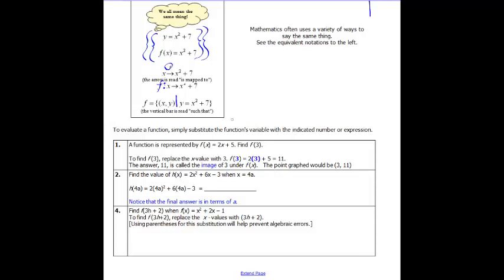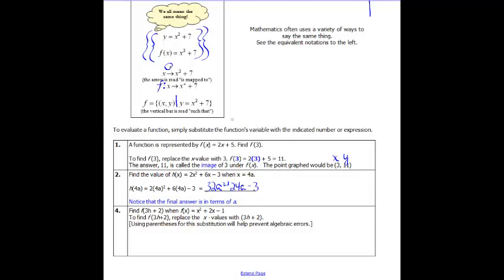What does that mean? It means we're graphing the point x is 3 and y or f of x equals 11. Go ahead and work on number 2 for h of x when x equals 4a, and we'll get an answer in terms of a. If you work out the algebra there, you'll get 2 times 16a squared plus 24a minus 3, and the final answer would be 32a squared plus 24a minus 3.